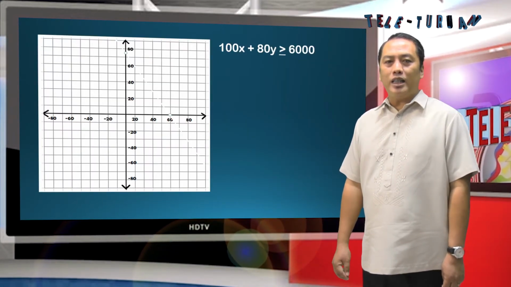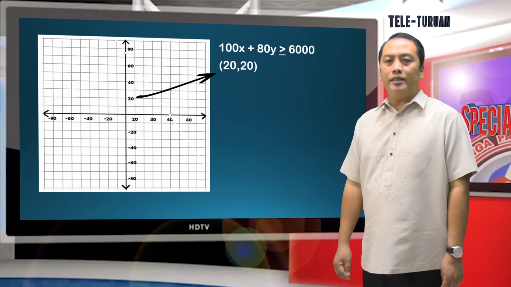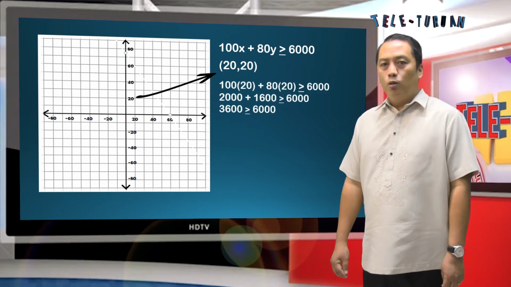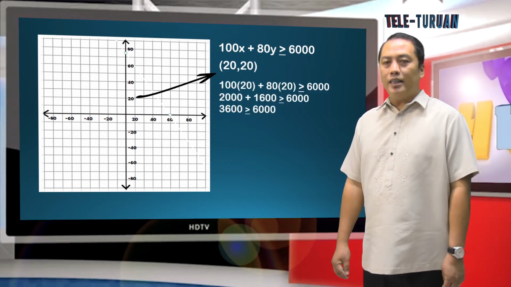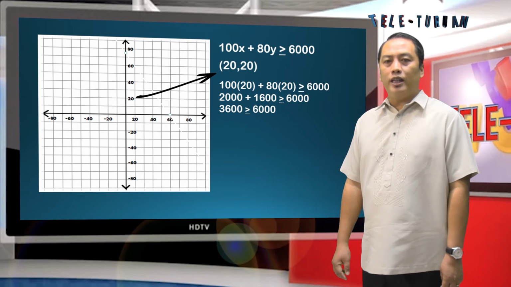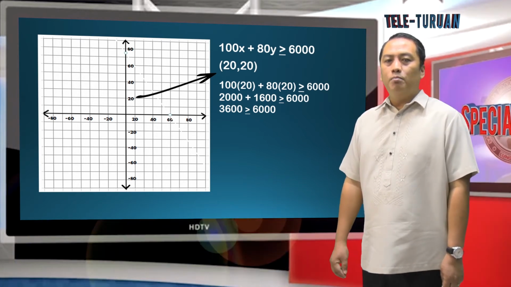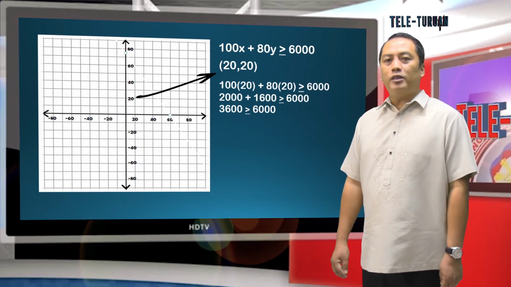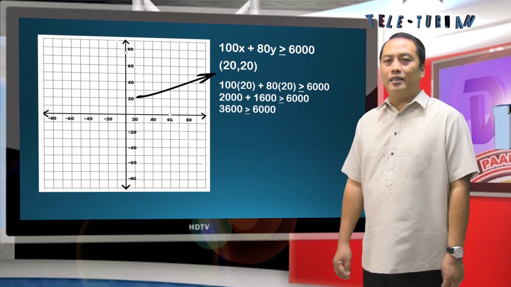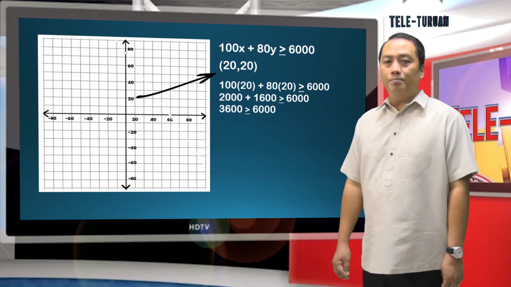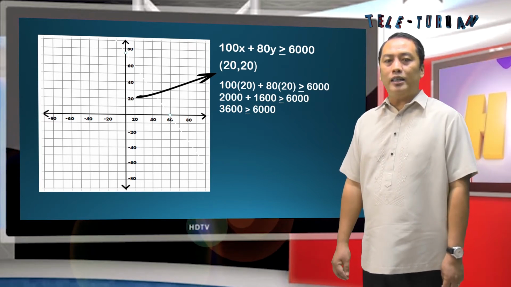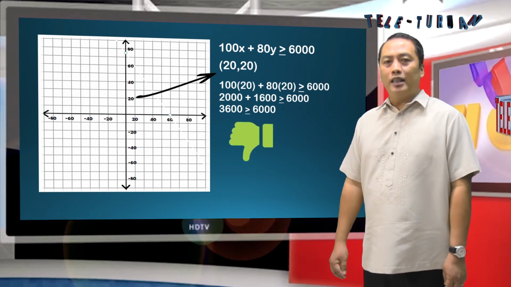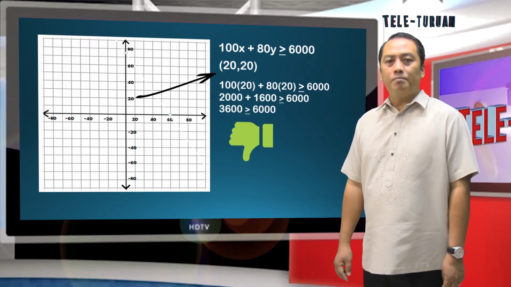Let us use (20, 20). Substituting the values of x and y in the inequality by the ordered pair (20, 20), we have 100 times 20 plus 80 times 20 is greater than or equal to 6,000. So 2,000 plus 1,600 is greater than or equal to 6,000. 2,000 plus 1,600 is 3,600. Is that greater than or equal to 6,000? Does it satisfy the inequality? No. That means the shaded part of the graph is the half plane that does not contain (20, 20).